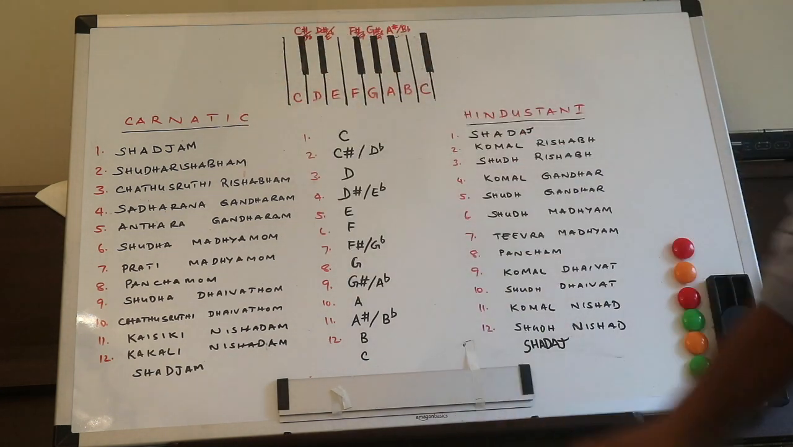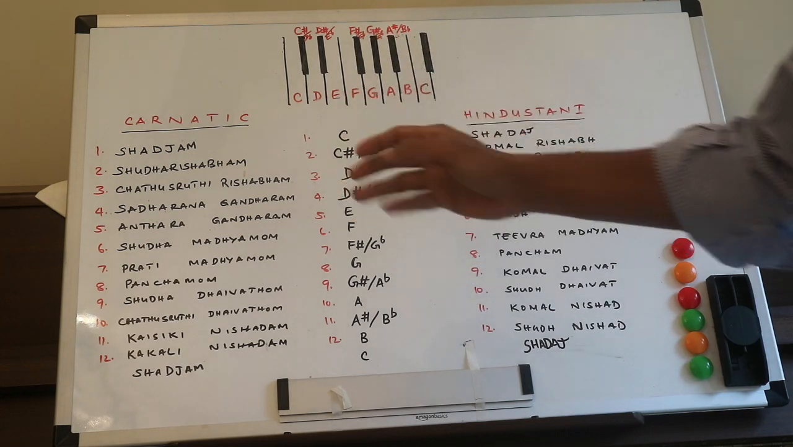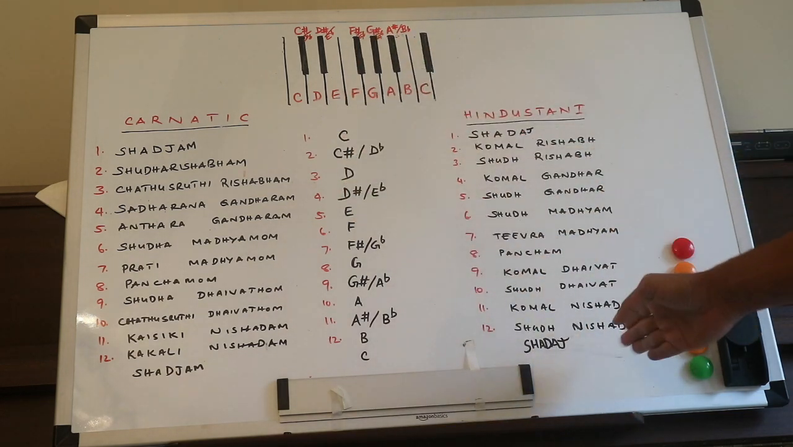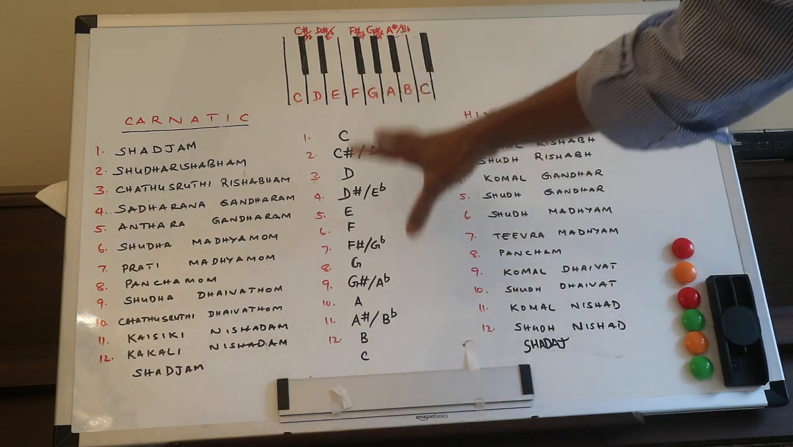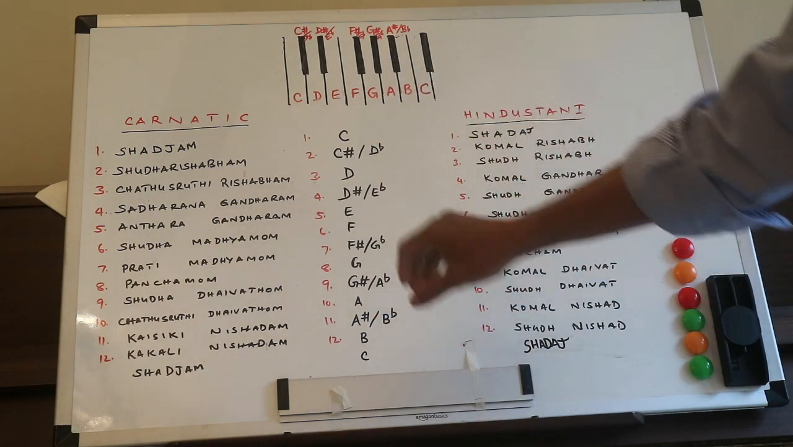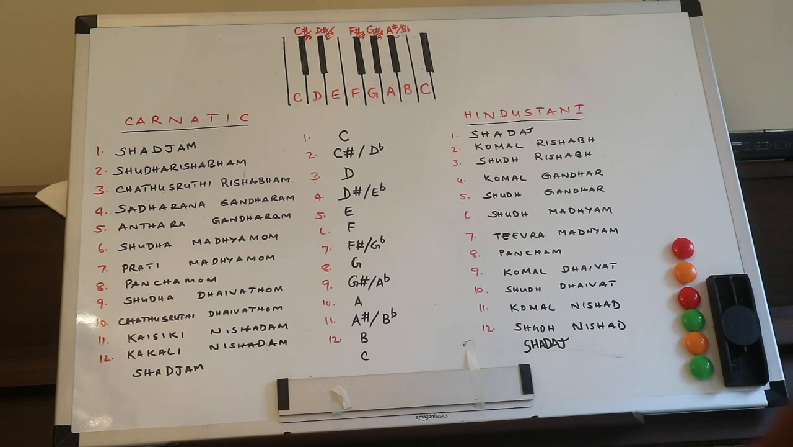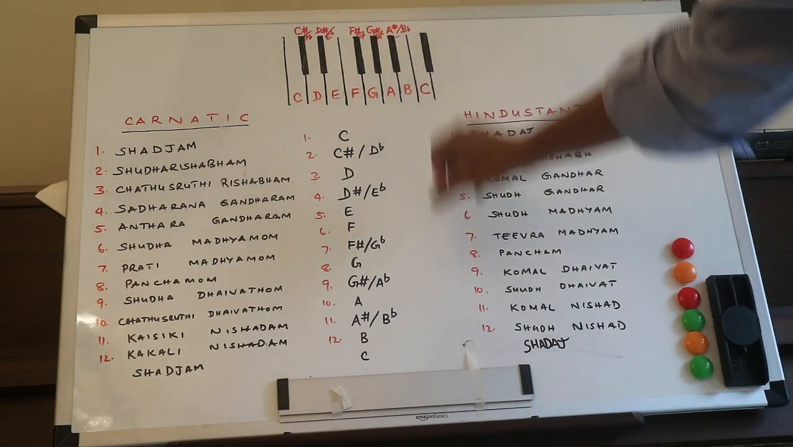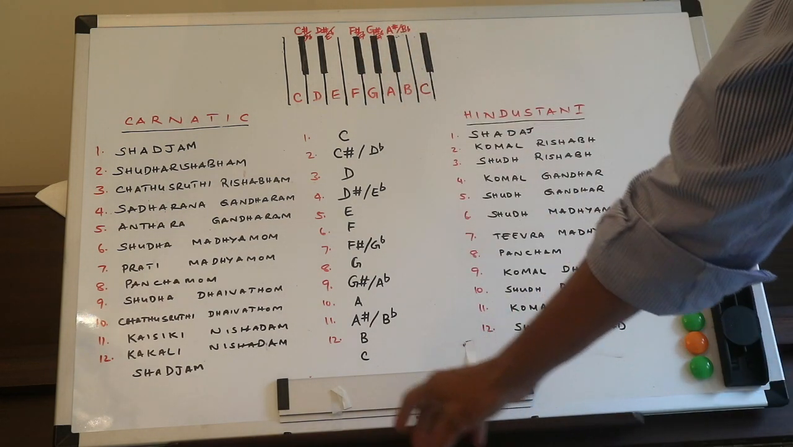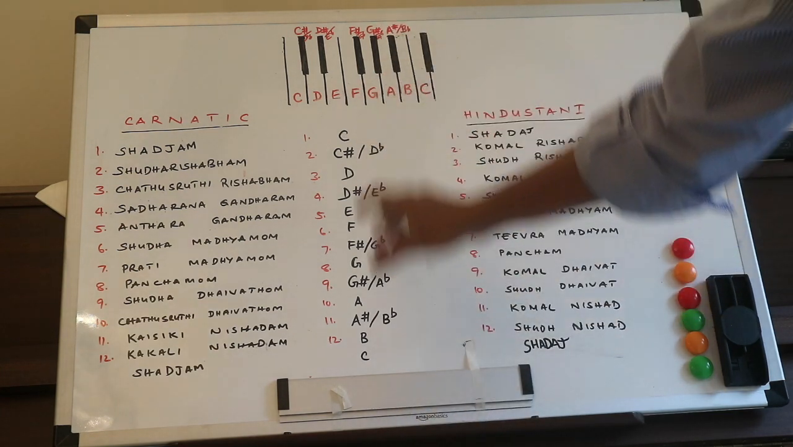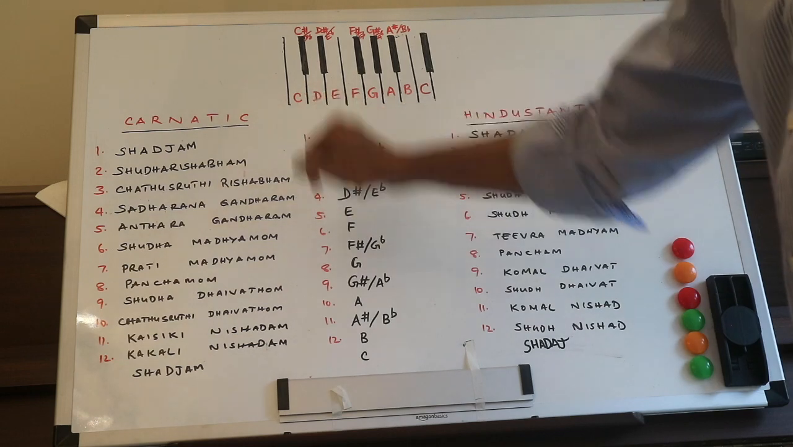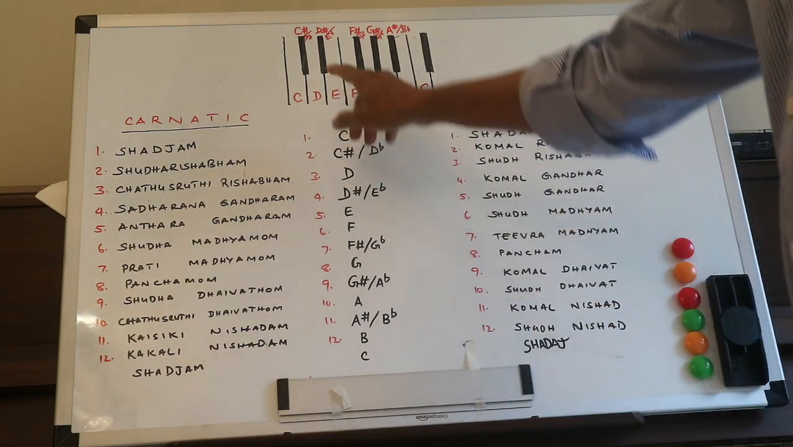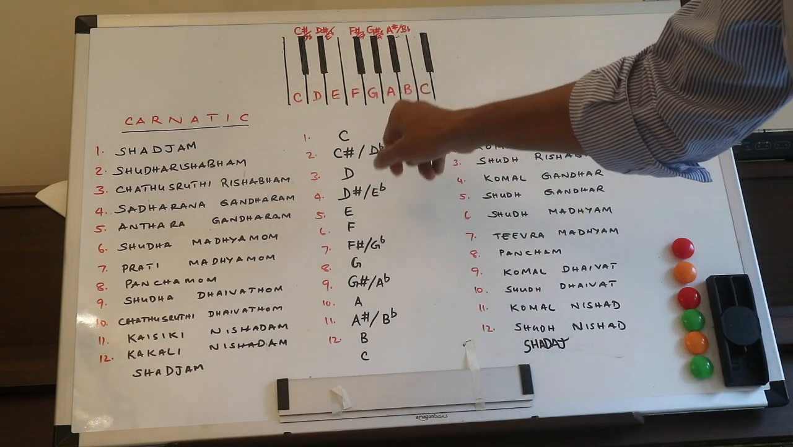On the left we have the names of the 12 notes in the Carnatic system, and on the right we have the 12 notes in the Hindustani system, and in the middle I have written the corresponding notes in the Western system. And on the top I have drawn a picture of the octave from the piano. So you're starting from the middle C, which is C, and the 12 notes following that.